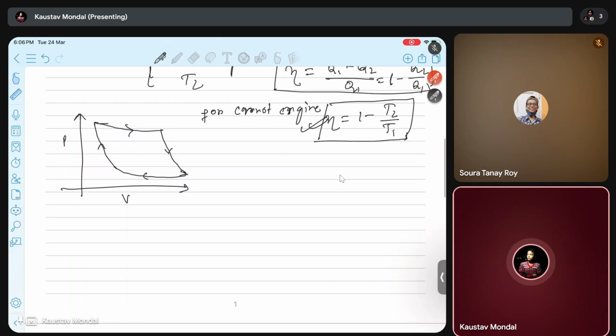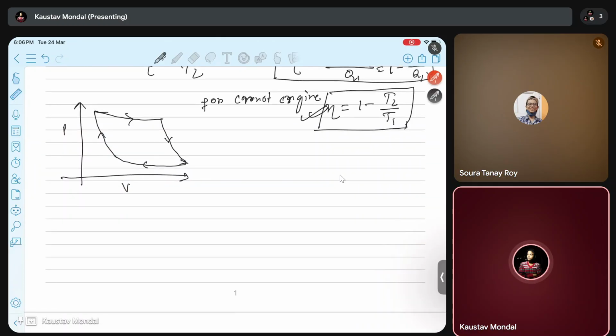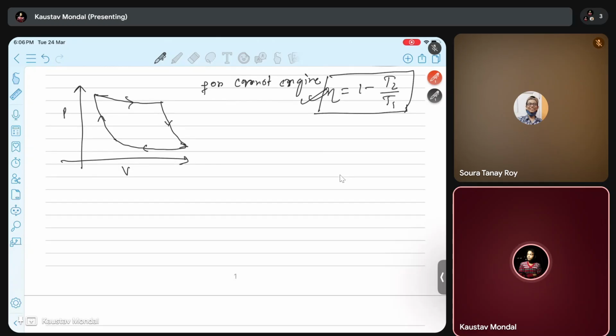Now, if you want to figure out which curve denotes what type of process, you can easily do it by checking the slope. From the nature of this curve, you can easily predict whether it is isothermal or adiabatic. Now you can see these curves, if you name them A, B, C, D, AB and CD are less steep than AD and BC, right? So AB and CD are basically isothermal processes.